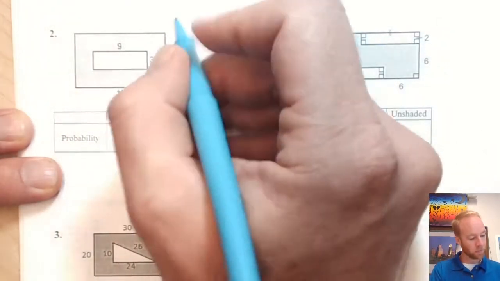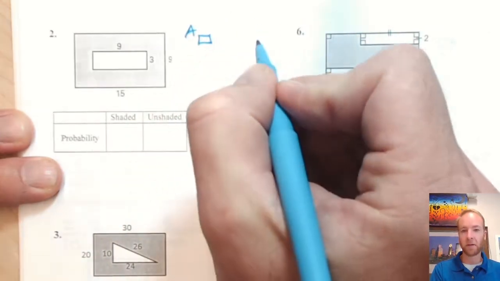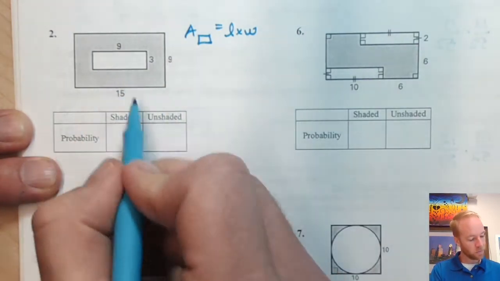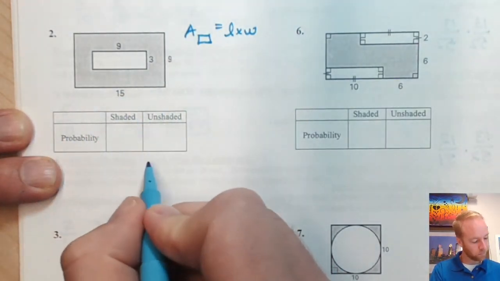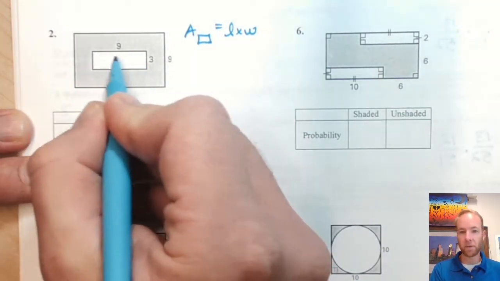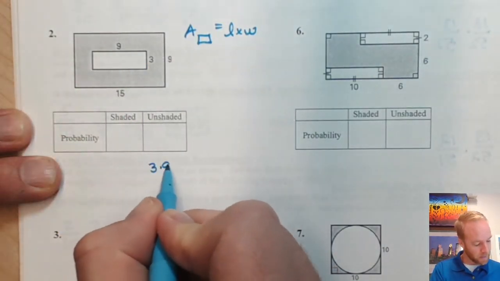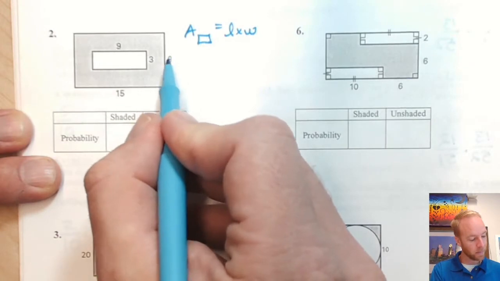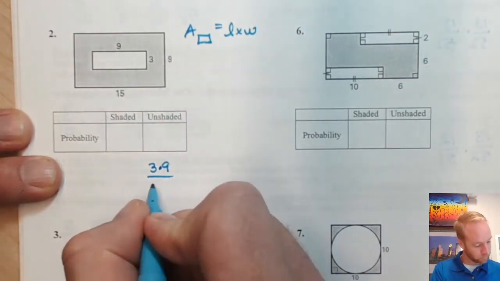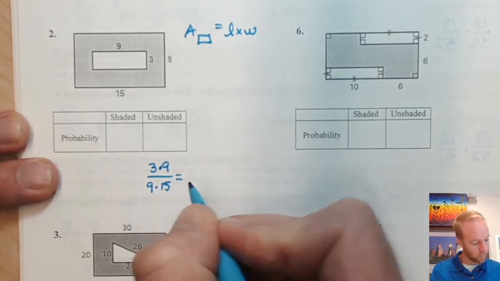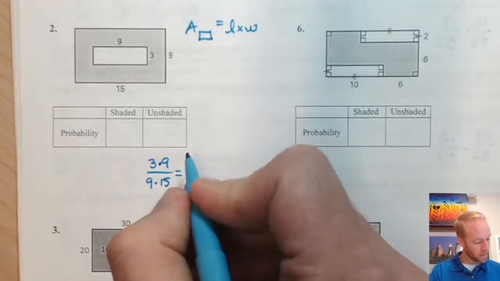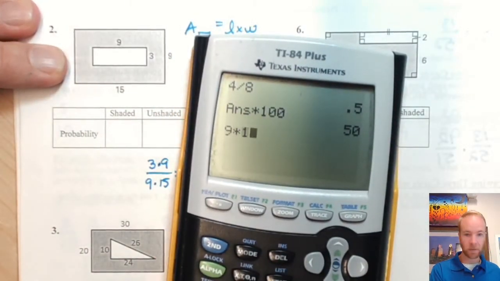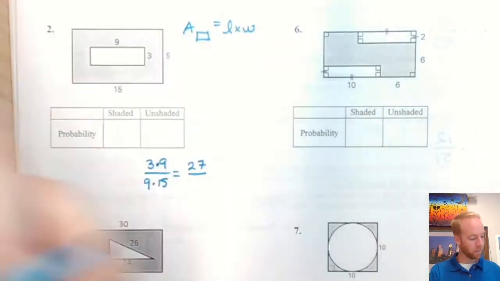Okay. So first, you need to determine the area of a rectangle, which, if you recall, is length times width. All right. So let's do the unshaded probability first. The area of this rectangle is going to be 3 times 9. And remember, you have to do it over the total. So the total is 9 times 15. If I take out my calculator, 3 times 9 is 27, and then 9 times 15 is 135.